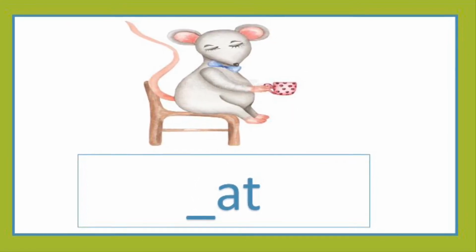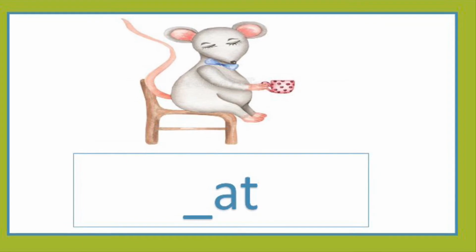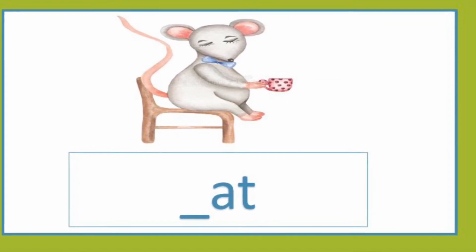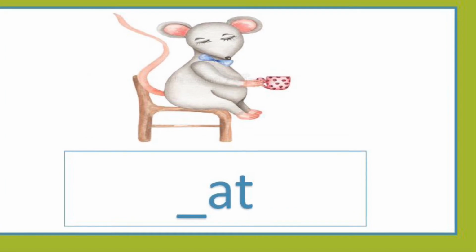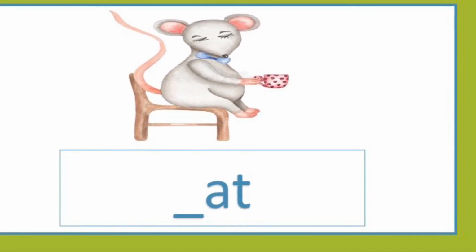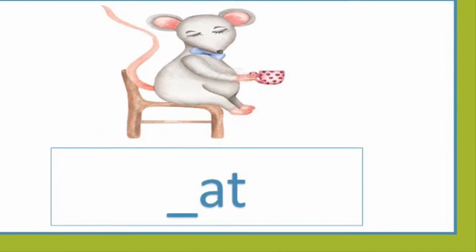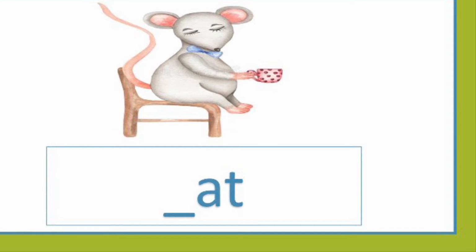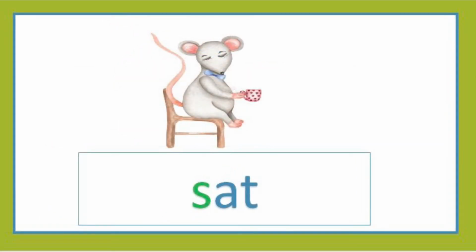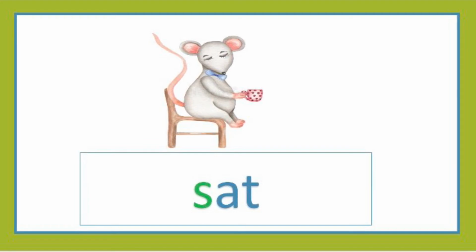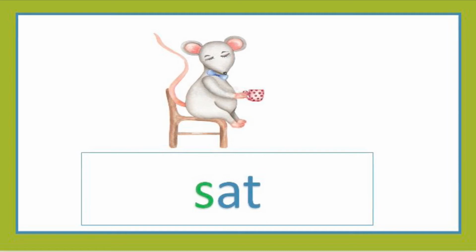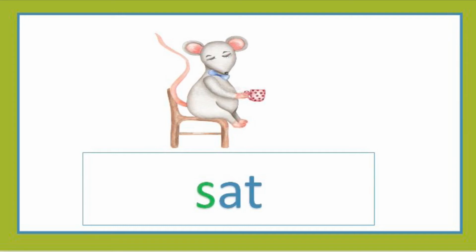Now look at this little silly fellow. He sat on the chair. Yes, he sat on the chair. Wow, how silly. Sat. He sat on the chair. Now, what letter can I put with at to get the word sat? Absolutely. We need letter S, because S says s for sat. S-A-T is sat. When I put S with at, I get sat.